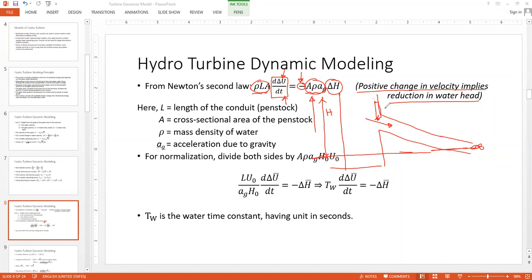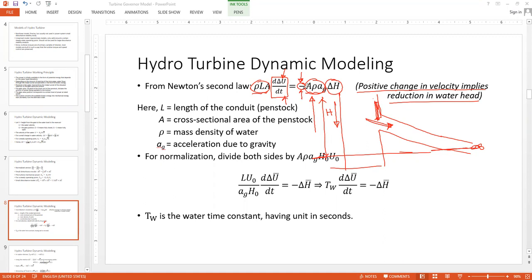Now, when will the velocity of the water increase? When we are opening the sluice gate, right? H is going down. So when we expect an increase in the velocity of the water, the head must go down. This is the reason why there is a negative sign, nothing else.